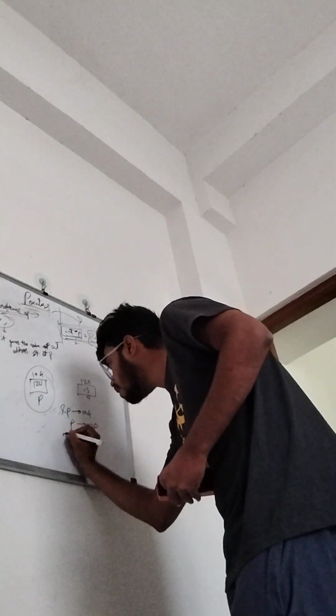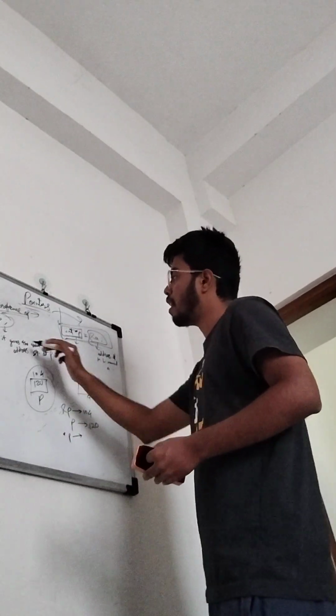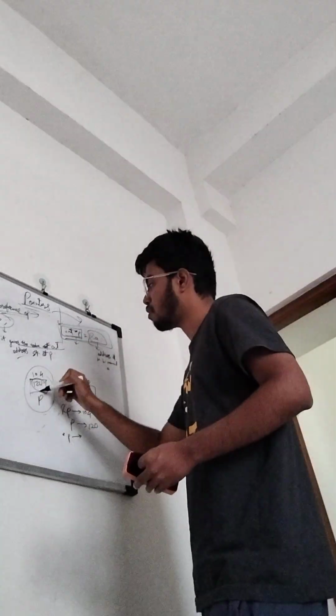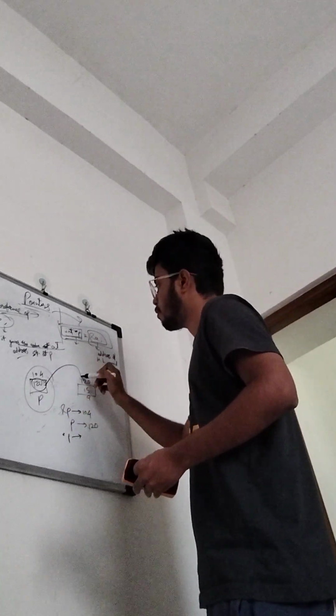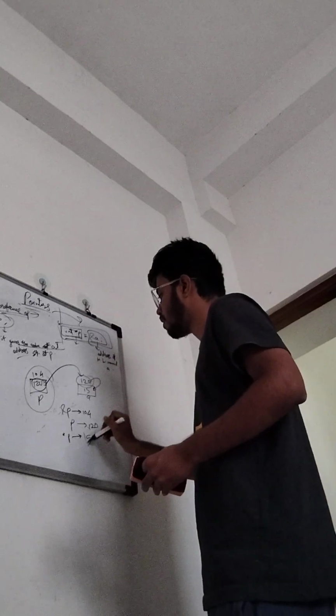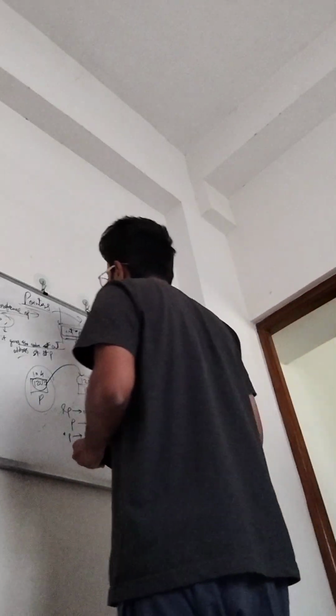Now when you write dereference p, what does it say? Value at address stored at p. What is the address stored at p? 120. You go to 120. What is the value at 120? 15. You get the value as 15. So this one is called dereference operator.